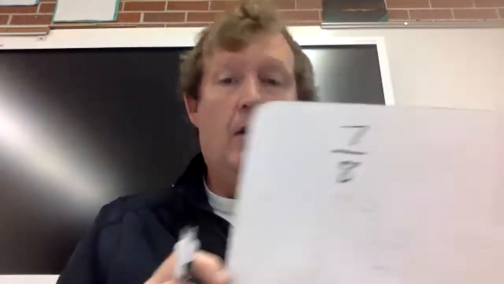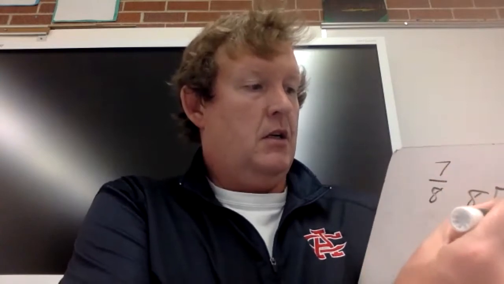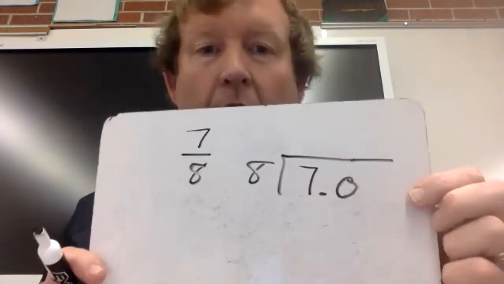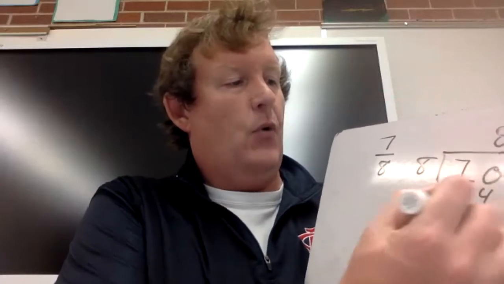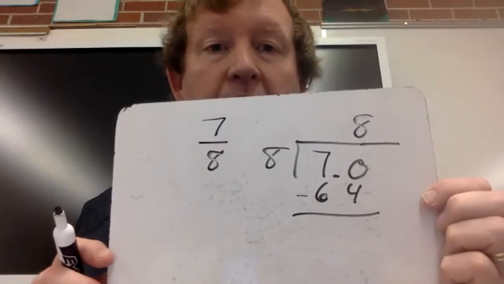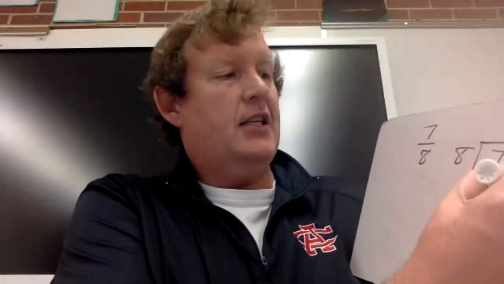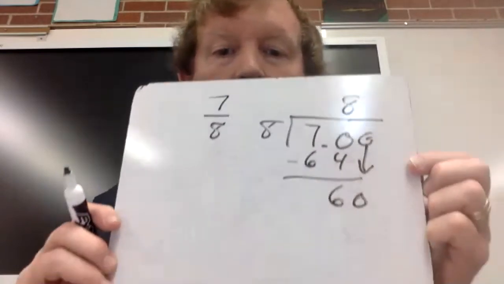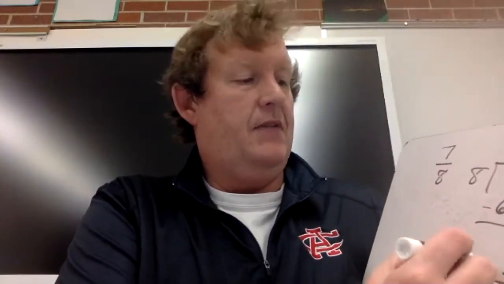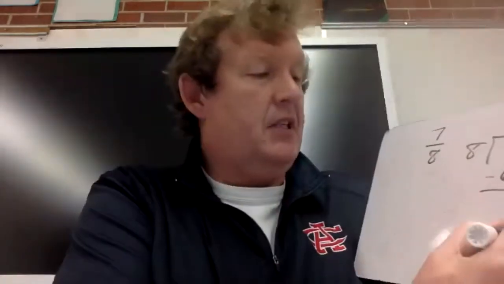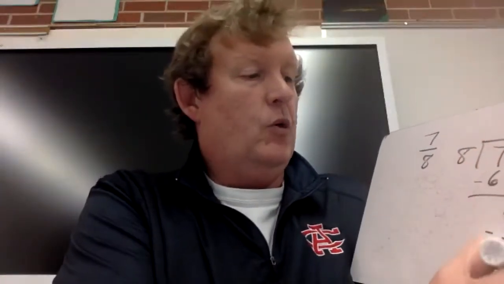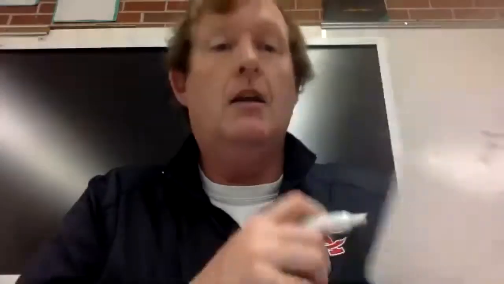7/8. Okay, once again, we have to change that into a decimal answer. So, 8 goes into 70, not quite 9 times. Goes 8. 8 times 8 is 64. When we subtract 64 from 70, we get 6. Add a 0, bring it down. 8 goes into 60. 7 times. 8 times 7 is 56. When we subtract 56 from 60, we get 4. Bring one more 0 down. 8 goes into 40. 5 times.